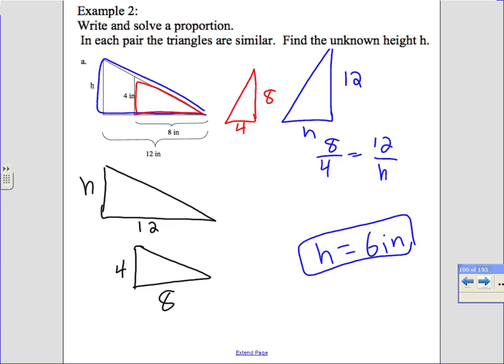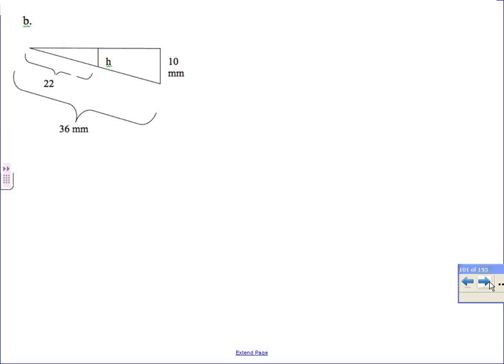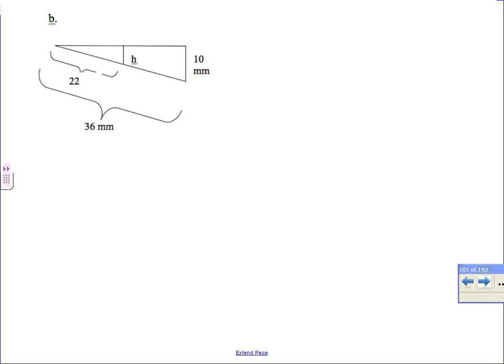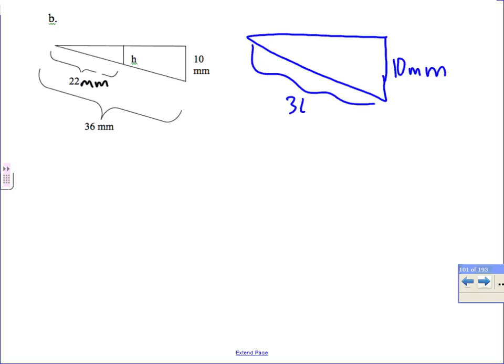All right, let's go to B. Letter B, the 22 should be labeled as millimeters. Charles, is that why you were asking me that? Yeah, there was just a typo there, or it was missing, I should say. So let's redraw these. There's 2 triangles. I will keep them the same way this time. Let's go with the bigger triangle first. Our bigger triangle, we have 10 millimeters, and this is 36 millimeters. Let's take our smaller triangle, which is on the inside. We have H, and then 22 millimeters.